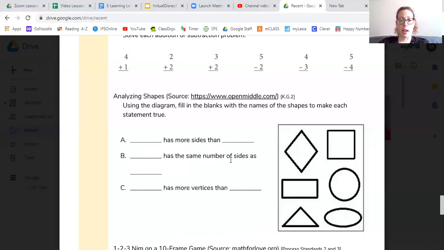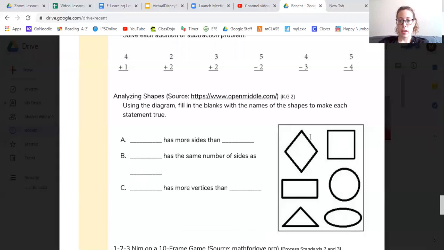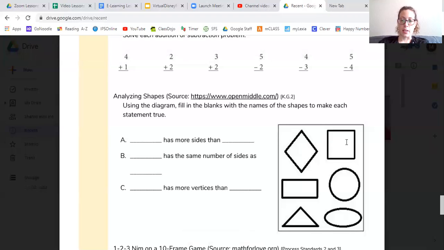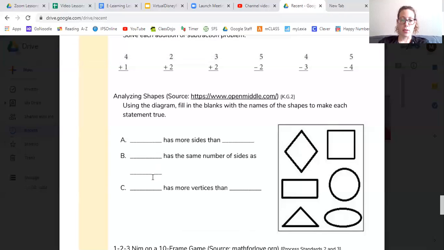Blank has the same number of sides as blank. So 3 shapes have the same sides as each other, and 2 shapes have the same sides as each other. So I might say the rhombus has the same number of sides as the square, or the circle has the same number of sides as the oval. And there's some other options you could do with these ones up here, but you're going to write those on the line. And lastly, for this problem, you say blank has more vertices than blank.